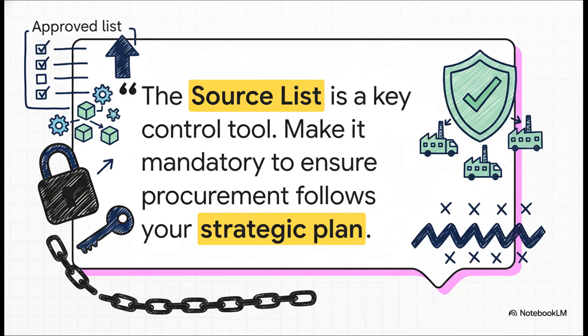And hey, here's a little insider tip for you, especially if you're ever in a job interview for this stuff. A really powerful feature is that you can make the source list mandatory for certain materials. This forces the system to only use your pre-approved suppliers. It gives you an airtight grip on your supply chain. If you mention that, it shows you really get the strategic power of this tool.